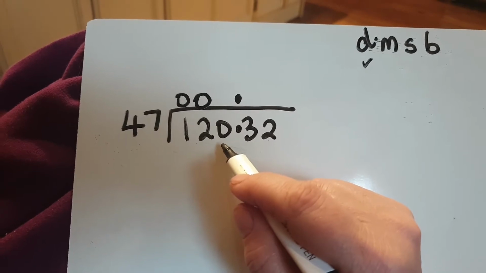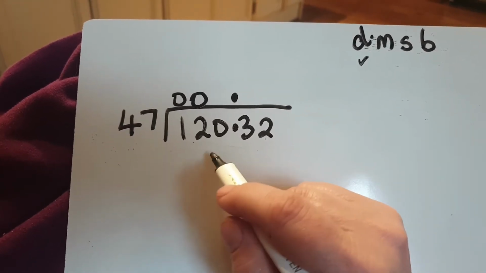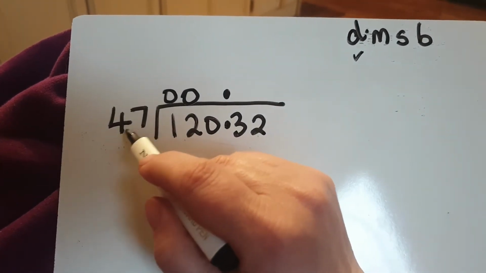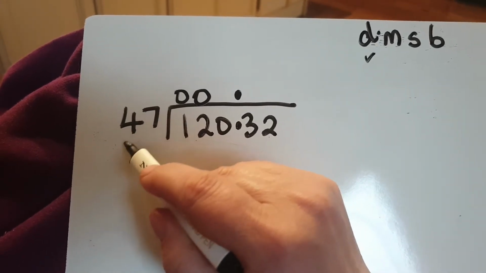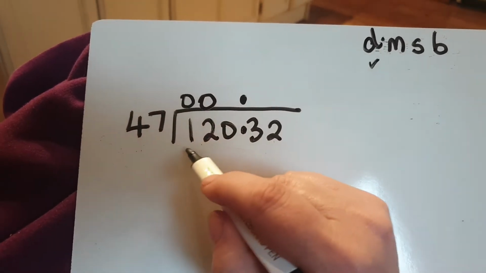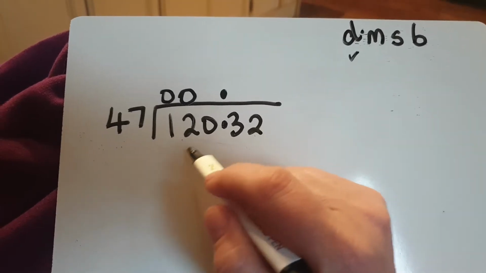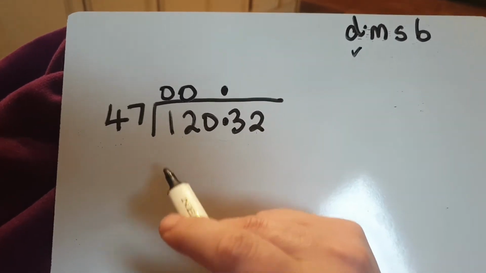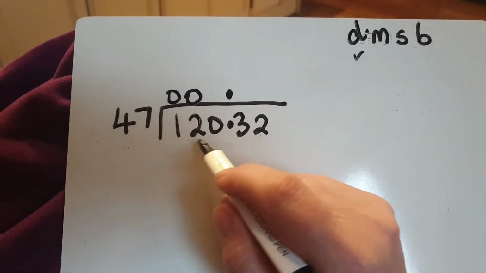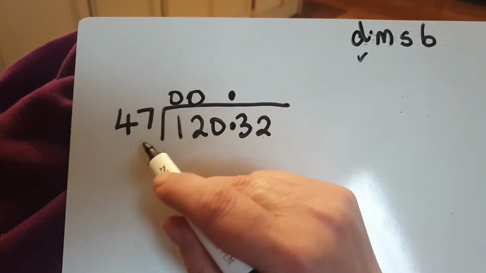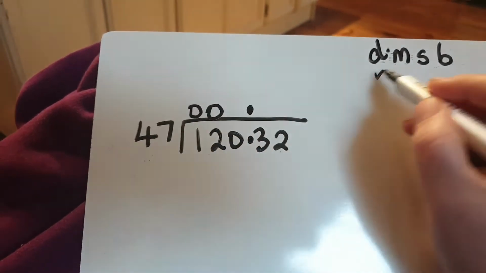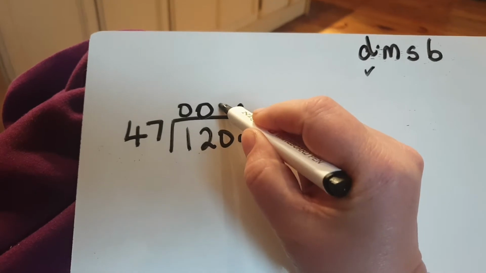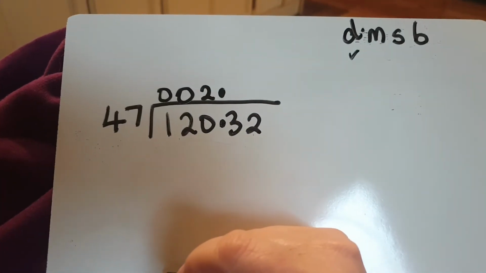And now we've got how many 47s are in 120. Now, you should be able to make a good estimate of that, especially when you know that 47 is close to 50. So if I count in 50s, I'll get roughly the right answer. And 2 50s make 100, so I can see I'm only going to get 2 of them. So I'm going to put my answer up here. I think there are 2.